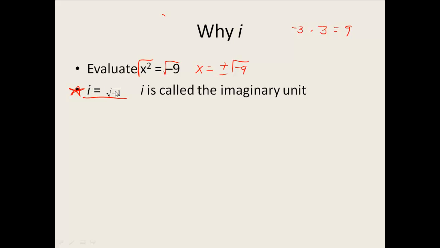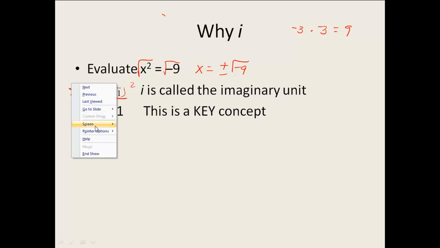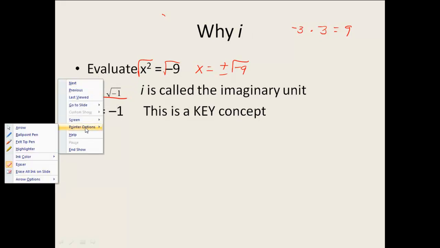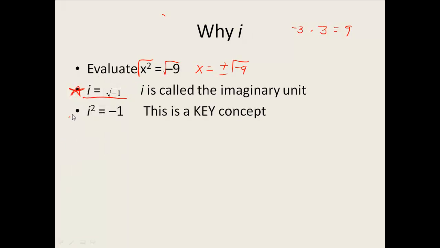Well, now if i is equal to the square root of negative 1, if I were to square both sides, I would have i squared is equal to negative 1, because on the right side here, the square and the square root would cancel each other out. So you would just be left with that negative 1. So put a big star by that one also, because that's going to be another thing that we use quite often. So we're going to be using the fact that i is equal to the square root of negative 1, and i squared is equal to negative 1.